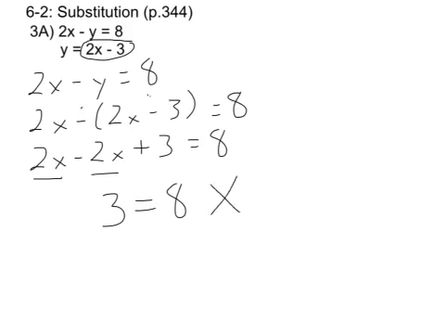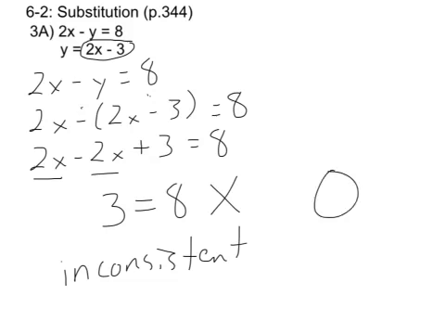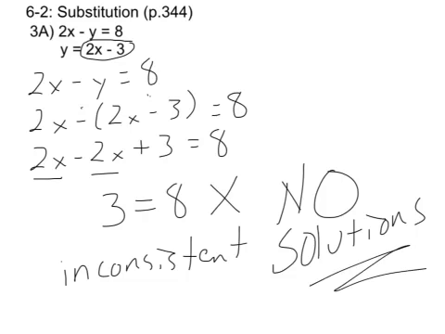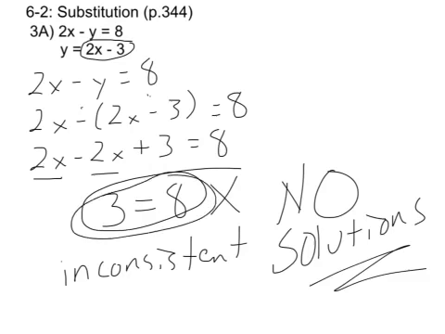So since it's incorrect, I know that there is absolutely no value of x and y that I can put in that will make it true. So this is an inconsistent system which has no solutions. Because there is absolutely nothing I could do for x and y that would make this statement true. 3 never, ever, ever equals 8.